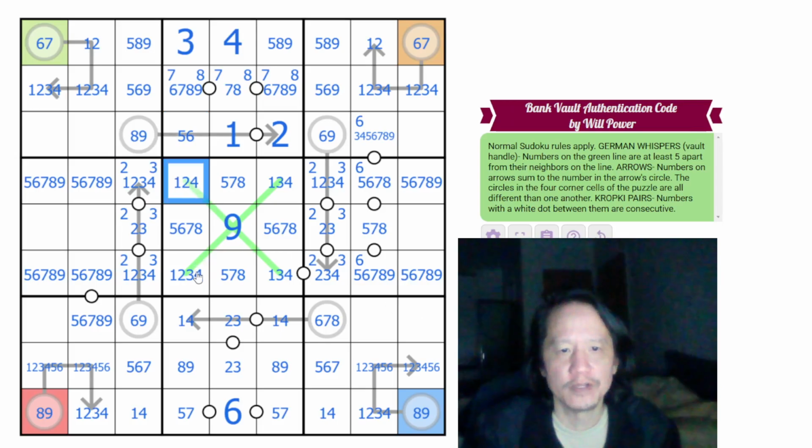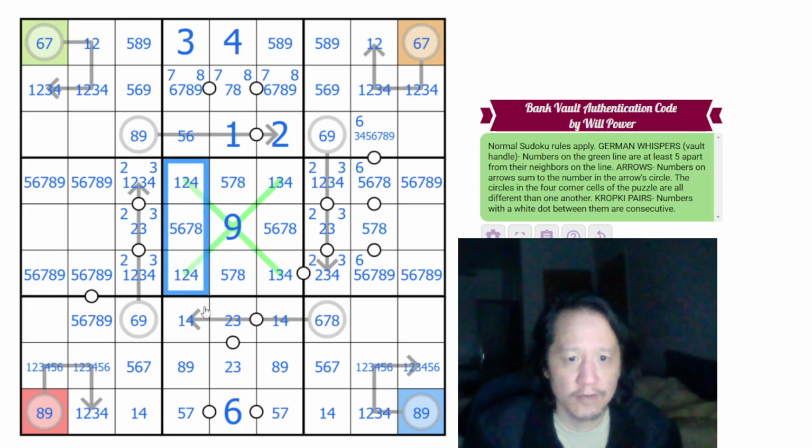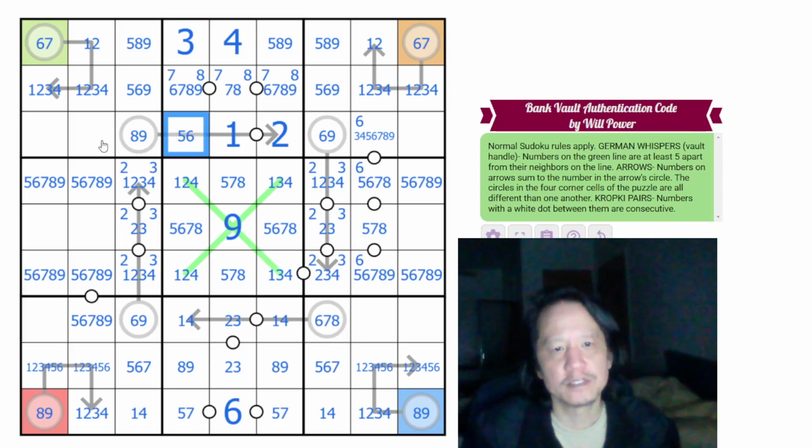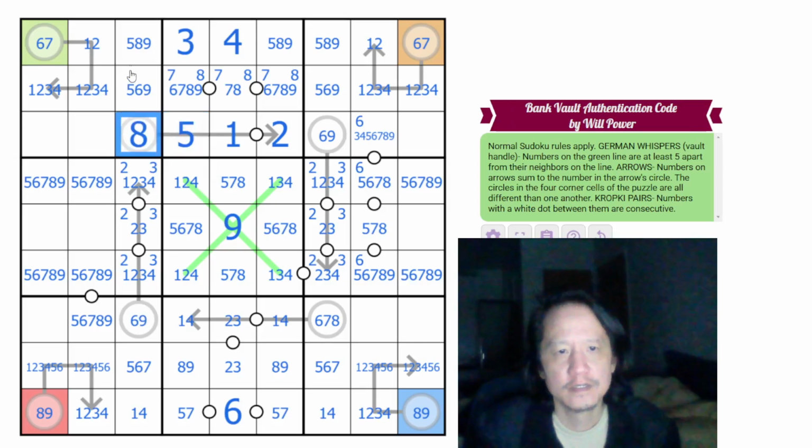This can't be 3. Now we have... What else do we have here? Okay, if this is 6, this would have to be 9, which would eliminate all possibilities for that cell. So this can never be 6. This has to be a 5, which makes that an 8. This can no longer be 8. This can't be 5 or 8. This can't be 5.